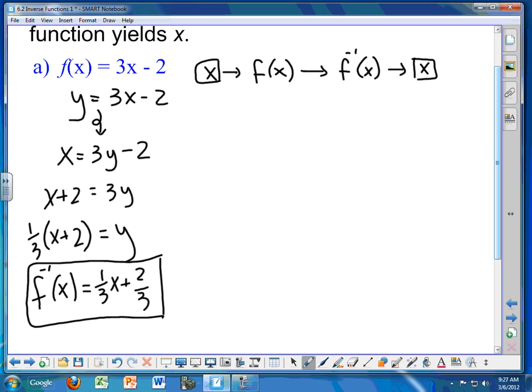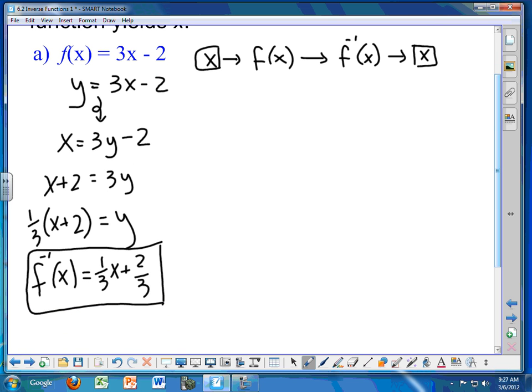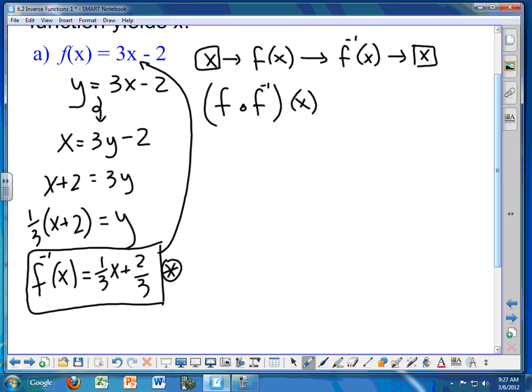Well, knowing that, I think I can do this entire composite by showing, and I believe in the directions it says, verify that the composite function yields x. So the composite would be f of f inverse of x, or you can do it the other way around. In this case, I'm going to do f inverse, which is this guy down here, and I'm going to plug this into the f function and verify that the answer does indeed come out to be x. So that would be, instead of f of x, it would be 3 times a blob minus 2. And the blob is this inverse function, 1/3 x plus 2/3.